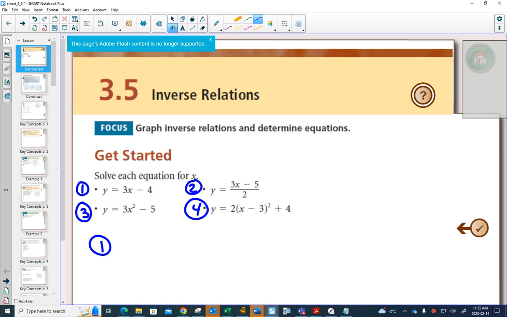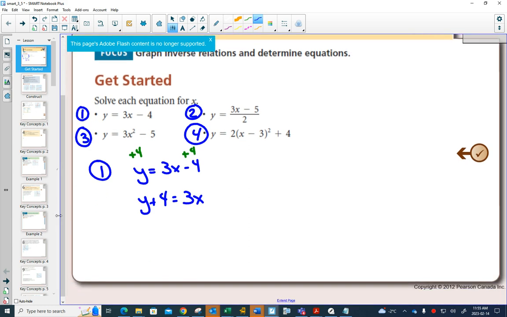So if I have y equals 3x minus 4, and I want to get the x by itself, well, this is just your equation stuff. I could add 4 to both sides, which would give me y plus 4 equals 3x. I could then divide both sides by 3, and that would get the x by itself, so I could write x is equal to y plus 4 all divided by 3.